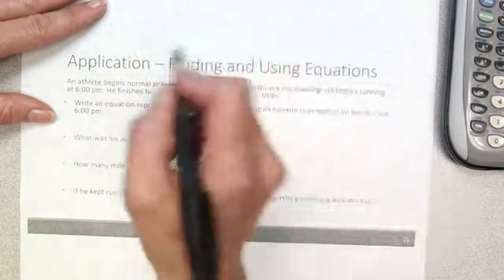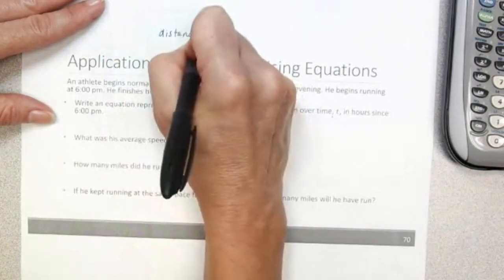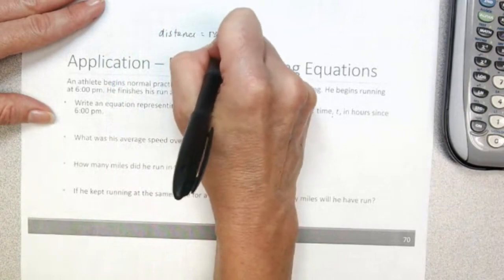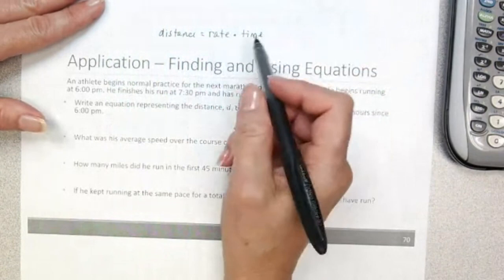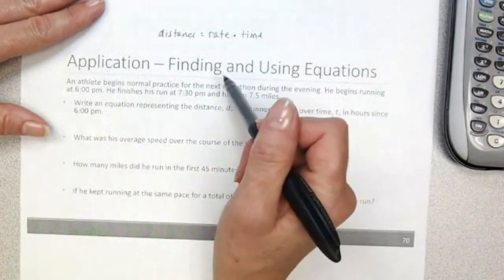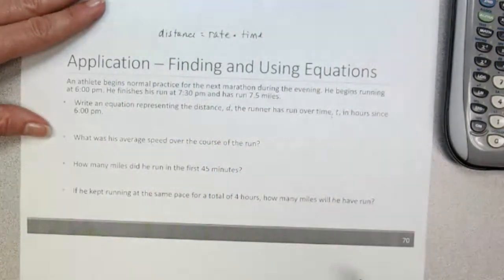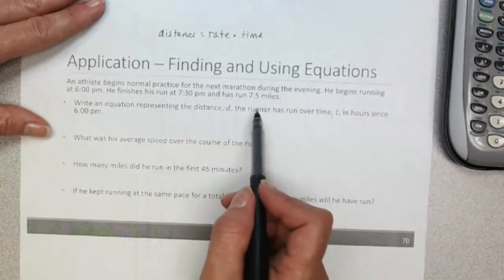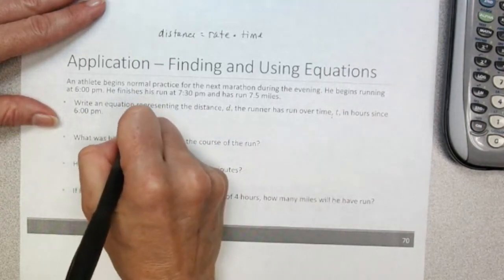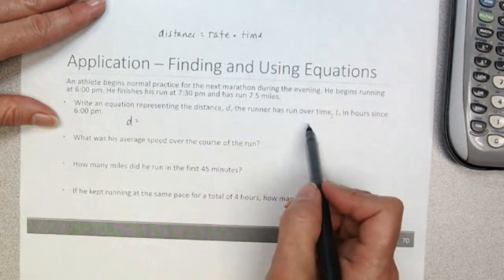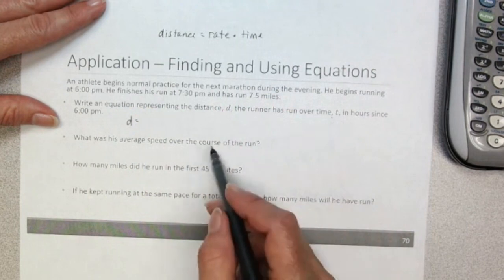Well, the starting point here is to remember that distance is always equal to the rate times time. The rate, how many miles per hour, or how many feet per second, or some rate times the amount of time. So for this particular athlete, the distance is going to equal the rate, we don't know what that is yet, times time, and they want us to use t for time.